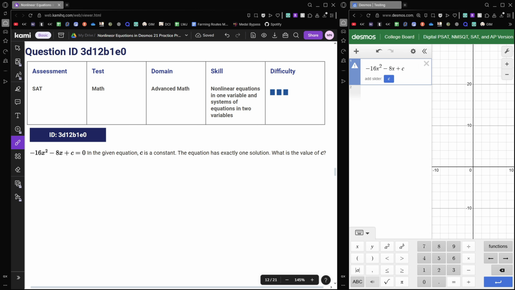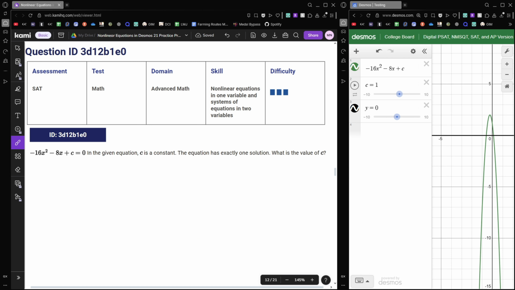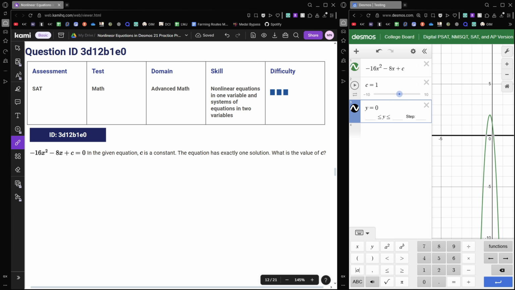And we're gonna type the second part into its own line. So y is equal to 0. It did make our own slider once again. Alright, so here we have our line and our parabola. And they tell us the equation has exactly one solution. So that means that this line will intersect with the parabola at exactly one point.